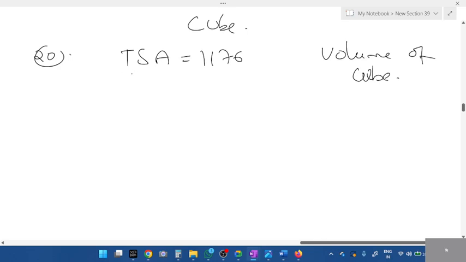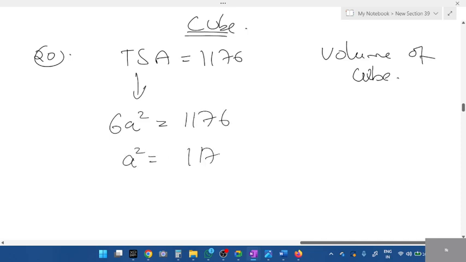What is the total surface area formula of a cube? Just check and tell me. 4a square or 6a square? I will write the formula. 6a square. Very good. 6a square is equal to 1176. a square is equal to 1176 divided by 6. Reduce this and find the square root of whatever value you get.